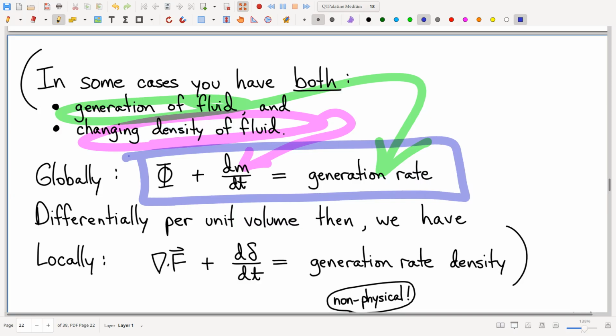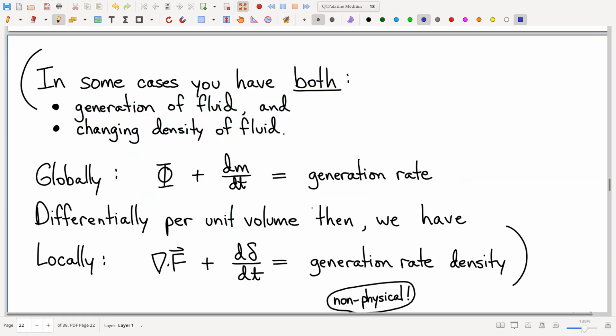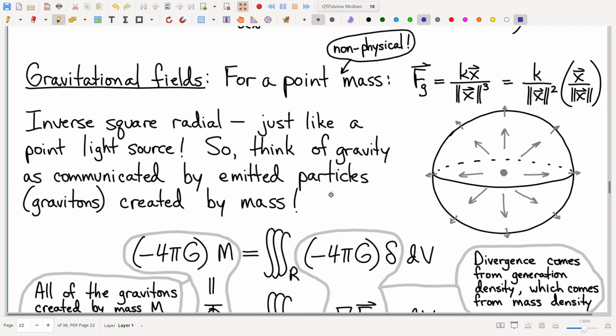Okay. All right. So again, not really what this course is about. This is just for your consideration. You might find this useful in future engineering classes, fluid dynamics, something like that. Okay. Let's talk about gravity.